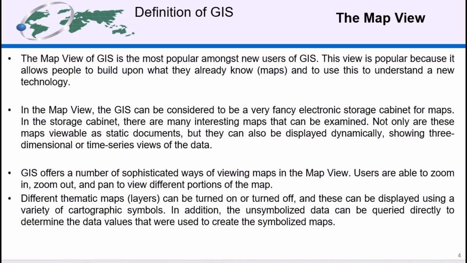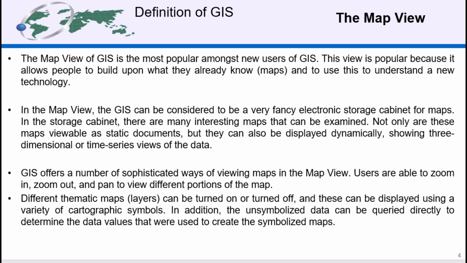The map view of GIS is the most popular amongst new users of GIS. This view is popular because it allows people to build on what they already know, which is maps, and use this to understand a new technology. In the map view, the GIS can be considered to be a very fancy electronic storage cabinet for maps. In the storage cabinet, there are many interesting maps that can be examined.